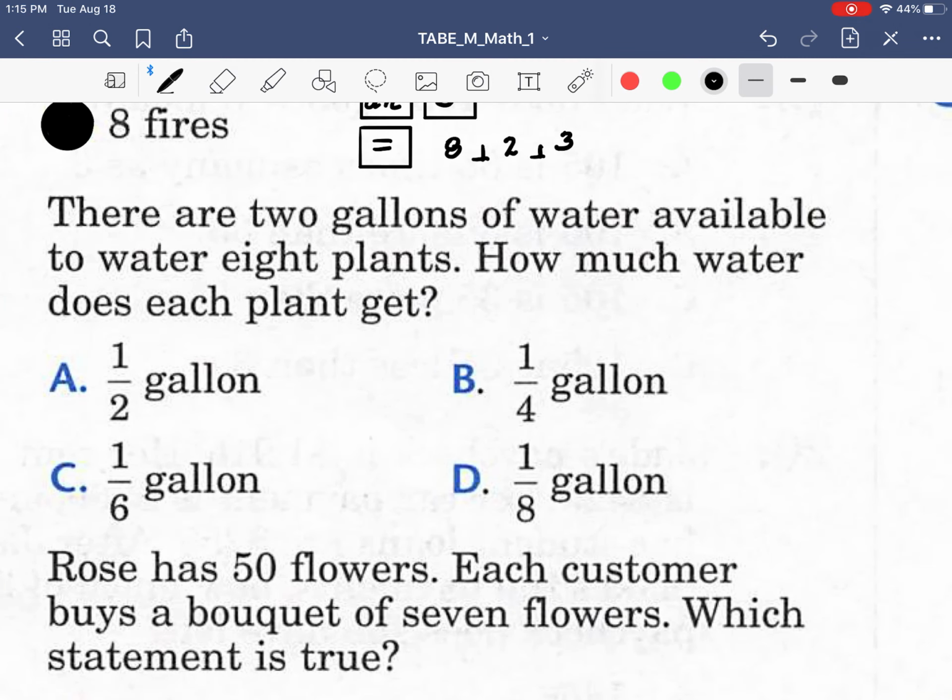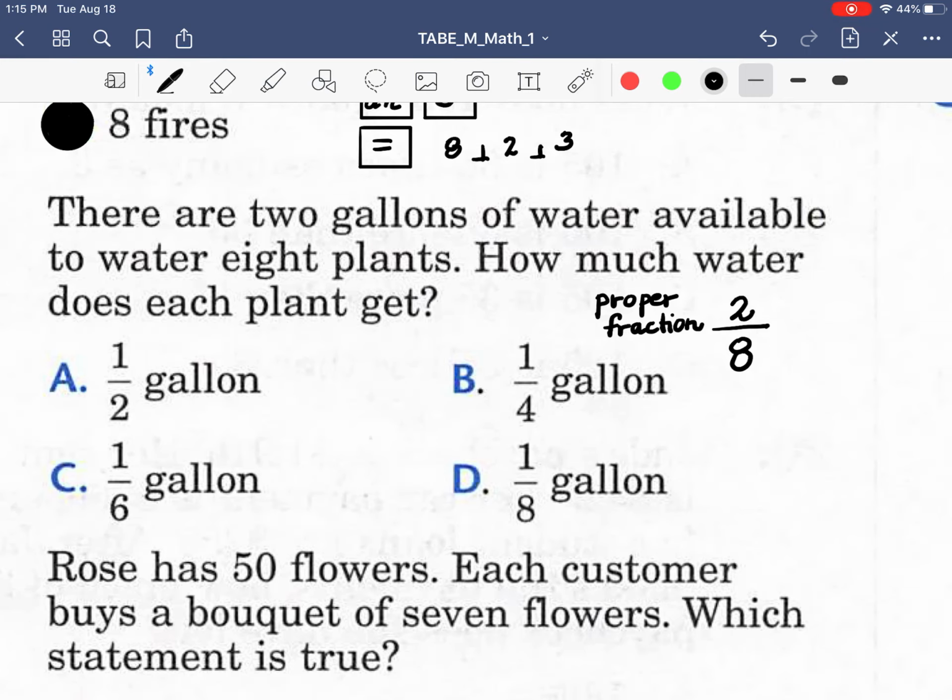Okay, number 3. There are 2 gallons of water available to water 8 plants. How much water does each plant get? Well, if you take what you have and you divide that by 8 plants, we don't have an improper fraction this time. We have what's called a proper fraction. So we don't have to go through all of that long division.